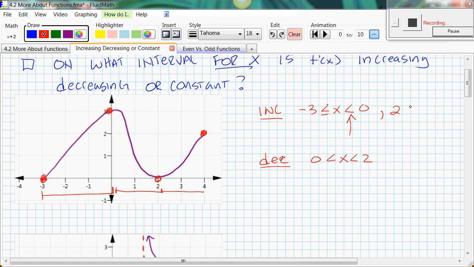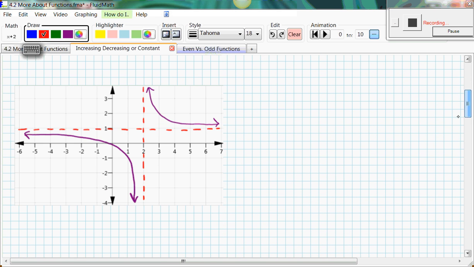So 2 less than x less than 4. Those are my intervals for x that my graph is increasing and decreasing. We'll do the same thing over here, right? So my graph is increasing.